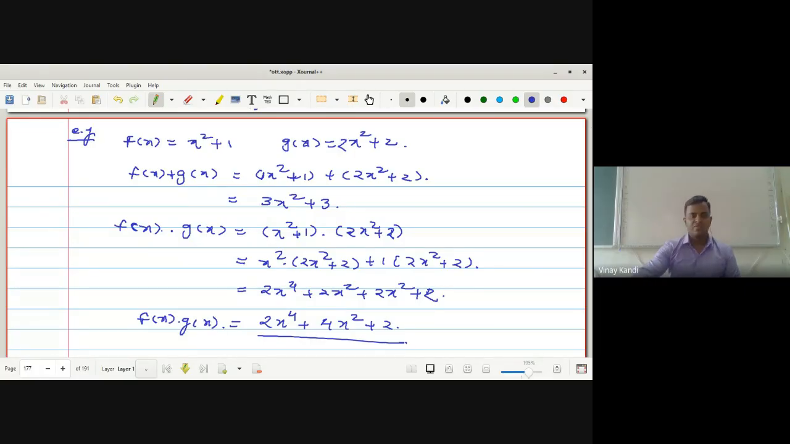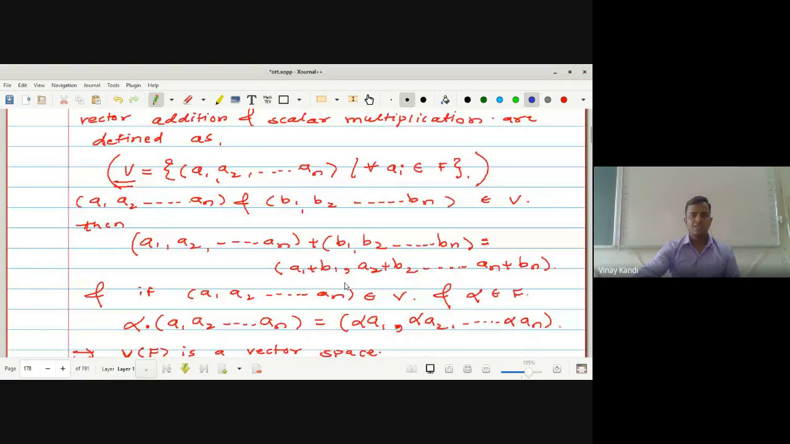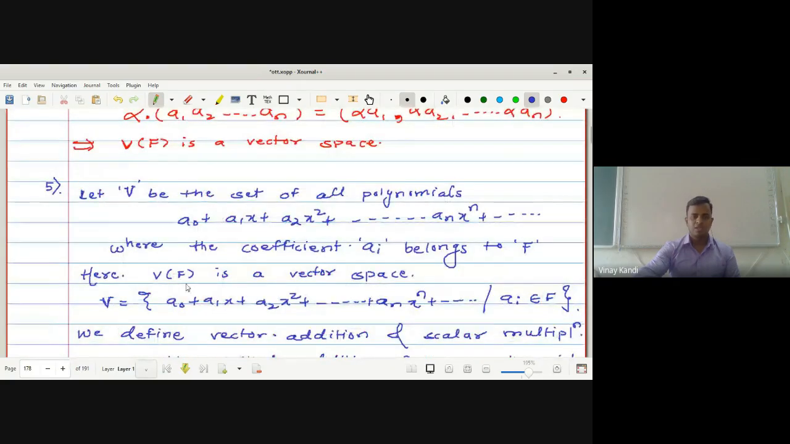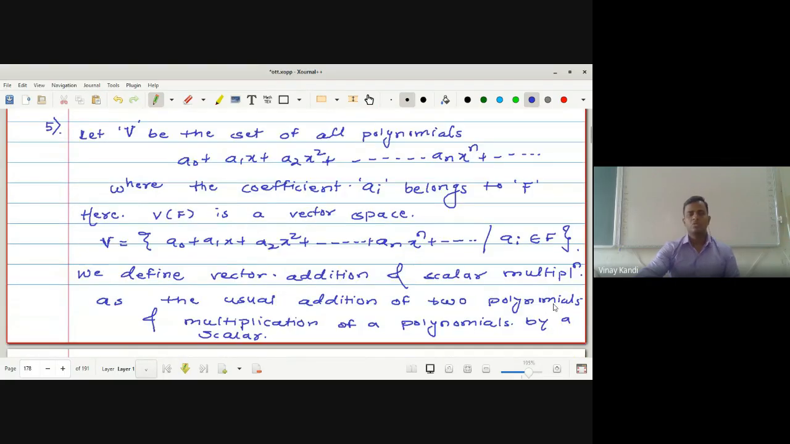Okay, if you define the usual addition and usual multiplication on the set V, that is the set of all polynomials defined on the field F, then V over F is a vector space. That means V over F satisfies all the properties seen in the previous lecture. Any doubt up to here?